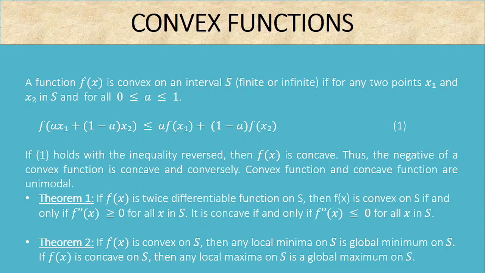Now, there are two results related to these convex functions. If f(x) is twice differentiable on S, then f(x) is convex on S if and only if f''(x) is greater than or equal to 0 for all x in S. It is concave if and only if f''(x) is less than or equal to 0 for all x in S. Second result: if f(x) is convex on S, then any local minimum on S is a global minimum on S. If f(x) is concave on S, then any local maximum on S is a global maximum on S.